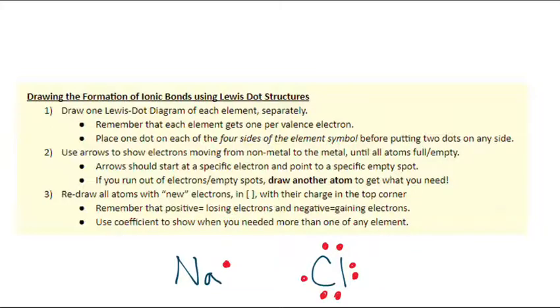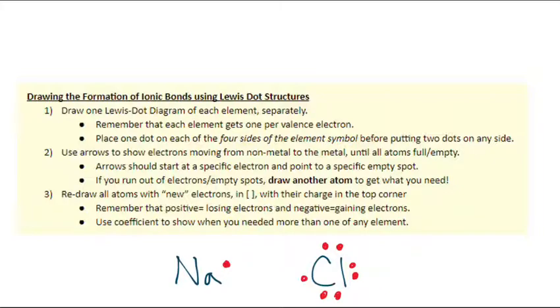And that's important because in this next step, we are going to be drawing arrows to show how our electrons can move until all of our atoms are completely full and empty. So we're going to be moving these electrons, these red dots, with arrows, and the arrows need to start at a specific electron and point to a specific spot. Now, I know it says moving from nonmetal to metal. Technically, it's metal to nonmetal. I have that backwards there.